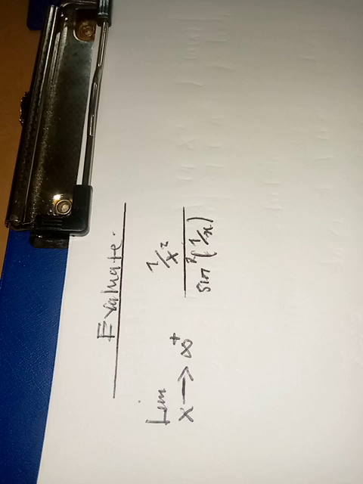This is Labs Mining, and today in engineering mathematics, we are going to continue with limits. The question reads: evaluate 1 over x squared as the numerator over sine squared of 1 over x as the angle in the denominator, and then the limit as x approaches positive infinity.